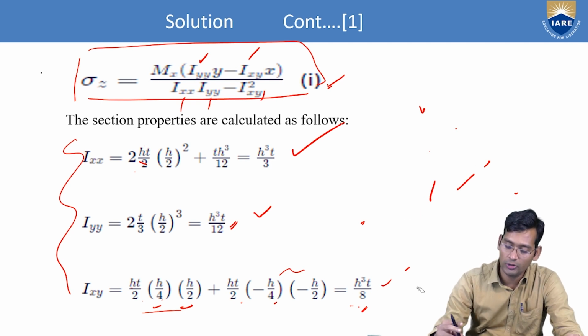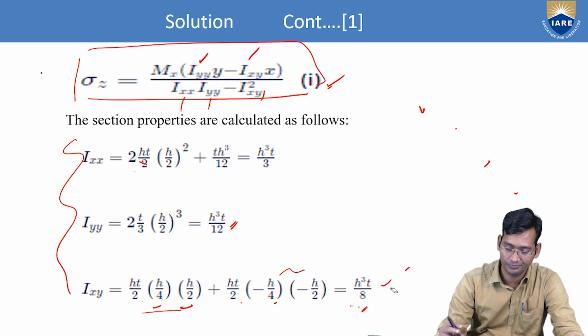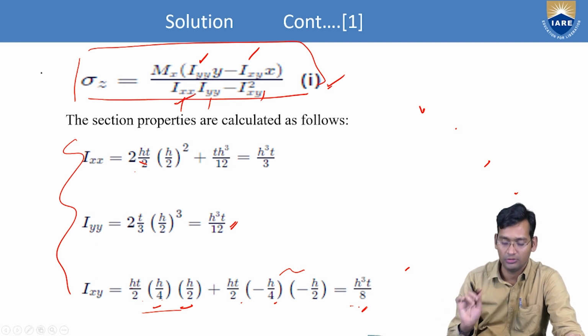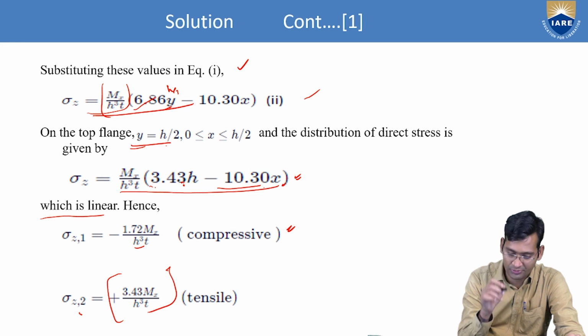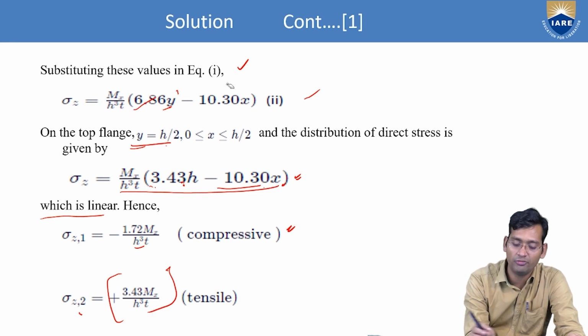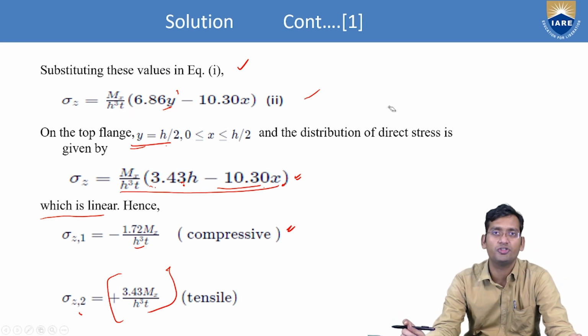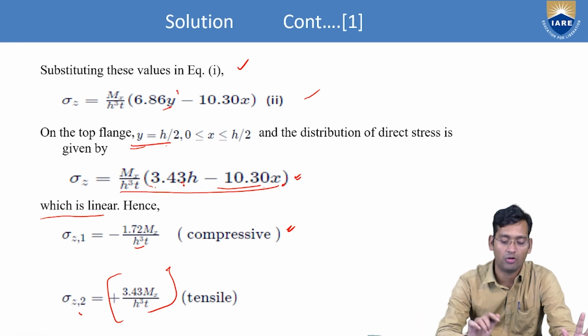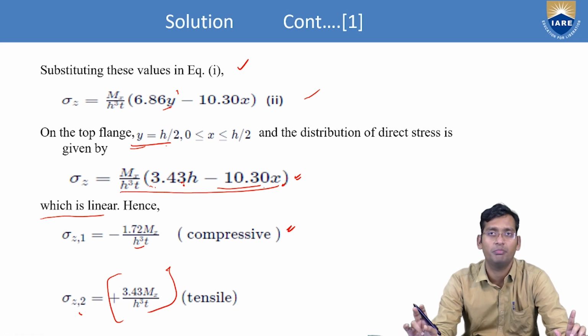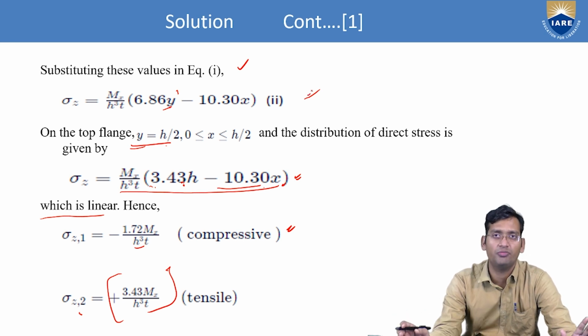Substitute these values in equation 1, right? Ixx, Iyy and Ixy here. So now substituting in equation 1. After substituting and simplifying, what we got? Sigma z equals to Mx by htq, that is common, into 6.86 y minus 10.3 x. Now here, based on the value of y and x, we will have the value of sigma z.